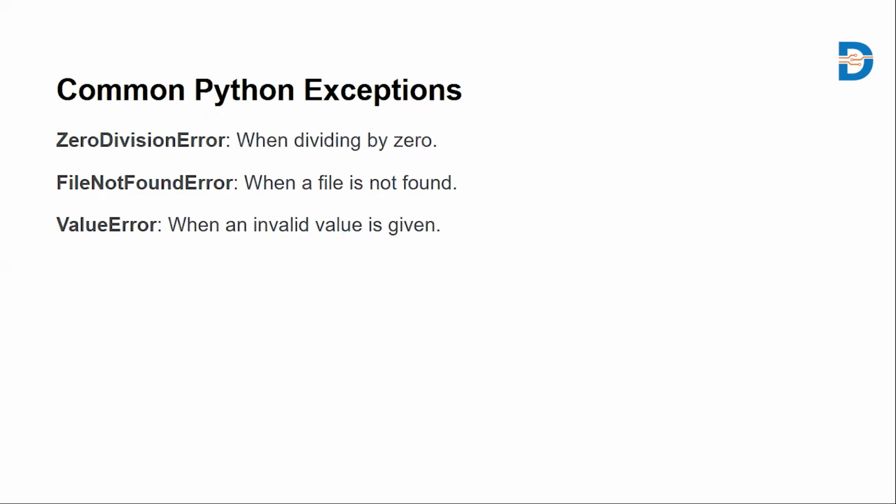The next one is FileNotFoundError. This happens when you try to open a file that doesn't exist. The third one is ValueError. This is raised when an operation or function receives an argument that has the right type but an inappropriate value. That means if you use int() and inside the parentheses you write the string "hello", this will raise a ValueError.